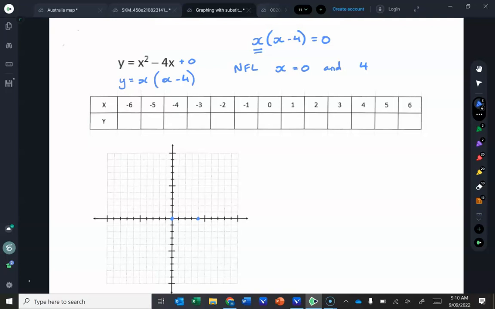Now what I need is a turning point, okay? It's positive, so I know it's going to be a smiley face. But what I don't know is the point where it turns, and I have to know that, okay? So this is quite important, and it's really important next year as well, okay? So how do I find that without the turning point form?